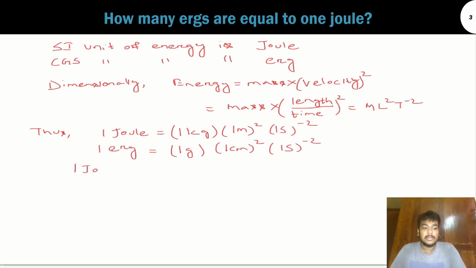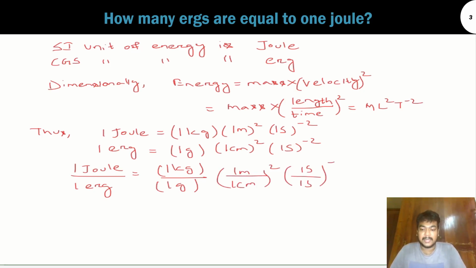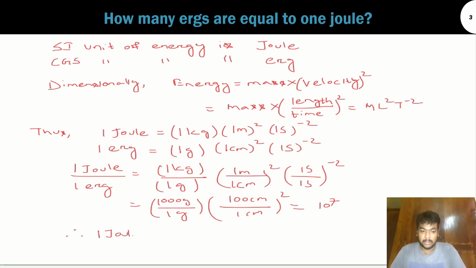Now 1 joule divided by 1 erg is equal to 1 kg divided by 1 gram into 1 meter divided by 1 centimeter whole square into 1 second divided by 1 second to the power minus 2. 1 second divided by 1 second will cancel out, and 1 kg will be 1000 gram divided by 1 gram into 1 meter will be 100 centimeter. That will be 100 centimeter by 1 centimeter whole square. That will be 10 to the power 7, because gram will cancel out and centimeter will cancel out. So therefore 1 joule will be 10 to the power 7 erg, this much is our answer.